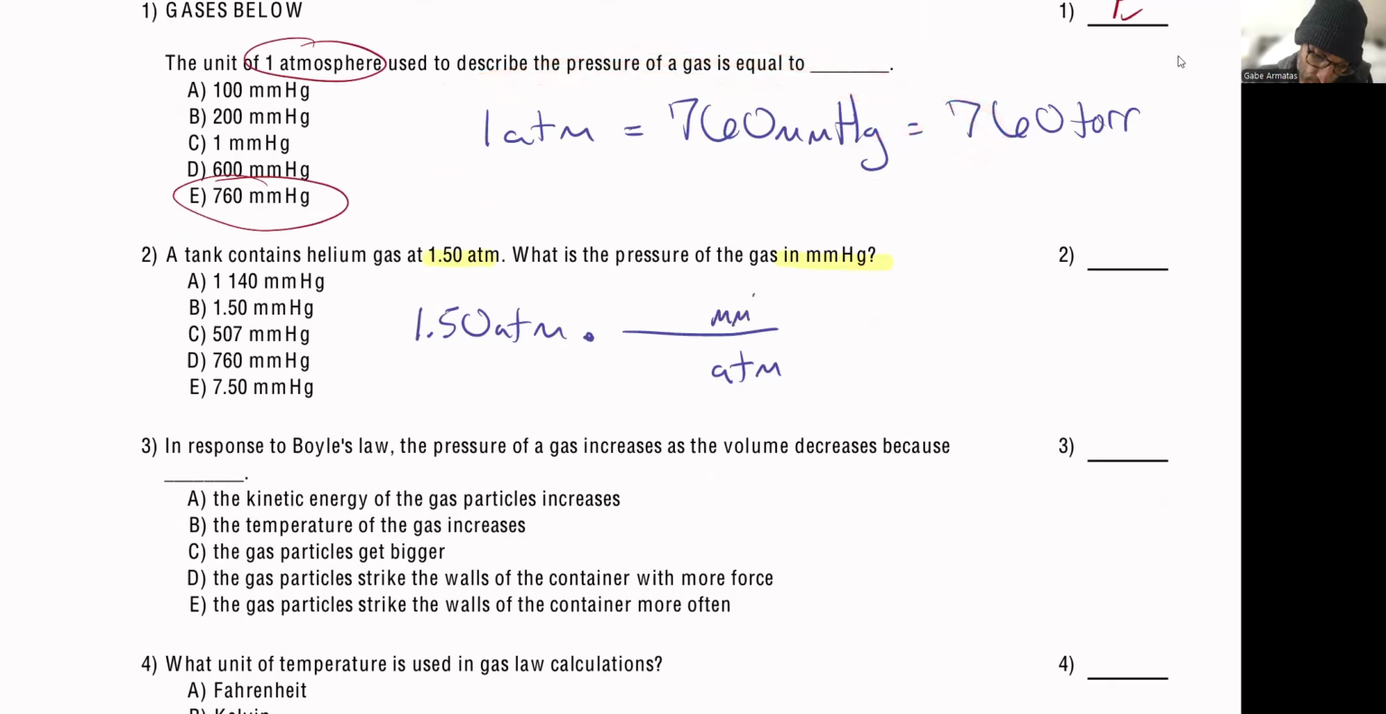I want millimeters of mercury on the top. One atmosphere is 760 millimeters of mercury. And now I just plug it in. It's pretty straightforward. 1.5 times 760 gives me 1140. And in terms of units, atmospheres cancels, and I am left with mmHg. So 1140, it looks like A is my answer there.